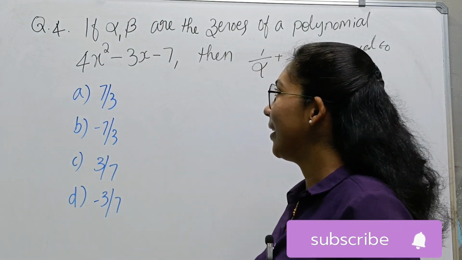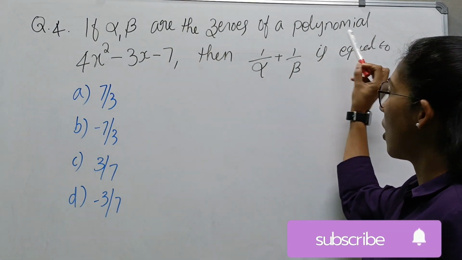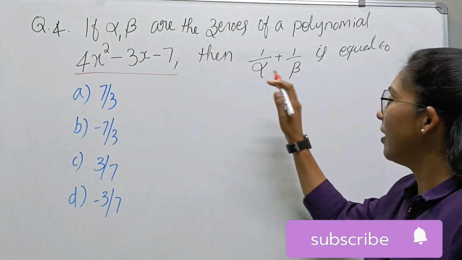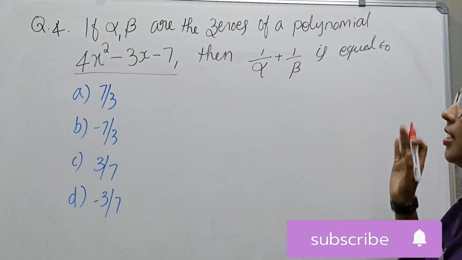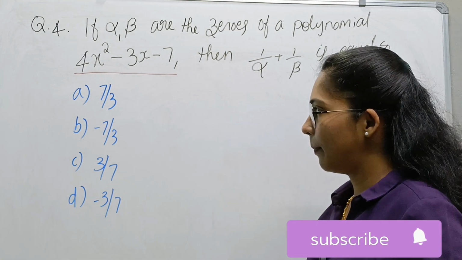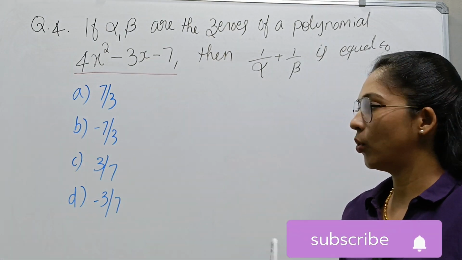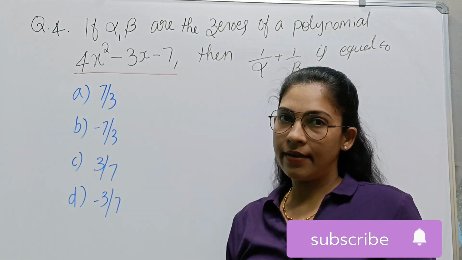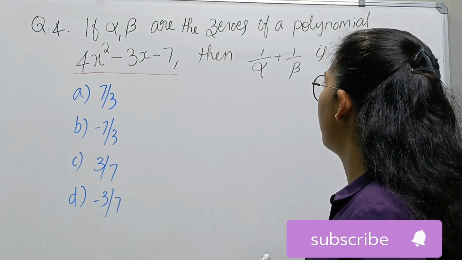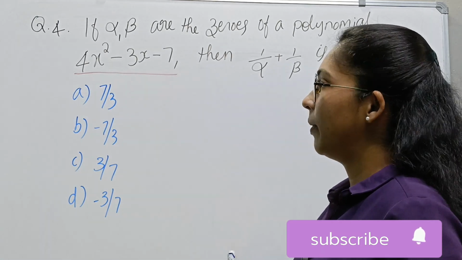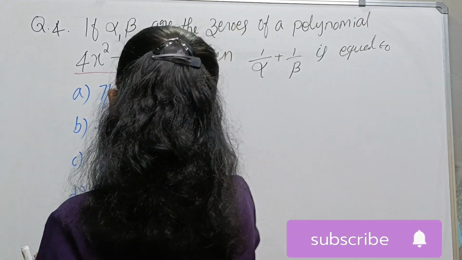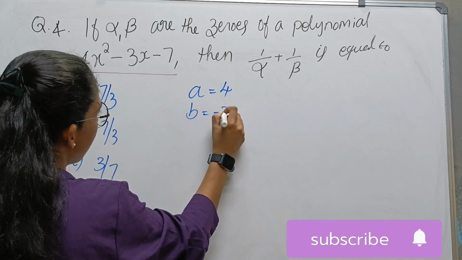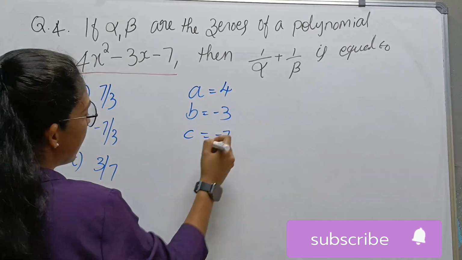Question number 4. If alpha comma beta are the zeros of a polynomial 4x square minus 3x minus 7, then 1 by alpha plus 1 by beta is equal to option A 7 upon 3, option B minus 7 upon 3, option C 3 upon 7 and option D minus 3 upon 7. So we have to find out 1 by alpha plus 1 by beta for the polynomial 4x square minus 3x minus 7. What is A? A is 4. What is B? Which is minus 3. C is minus 7.